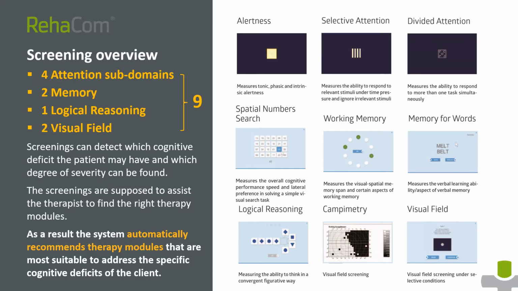RehaCom's screening battery consists of 4 short tests covering the core cognitive subdomains of attention, as well as 2 memory tests, a logical reasoning test, which is an important part of executive function diagnostics, and 2 visual field screenings. The screenings are commonly used for the early identification of individuals at potential risk for cognitive disorder. They may indicate need for further evaluation or intervention, and they are used to monitor the response to the intervention.